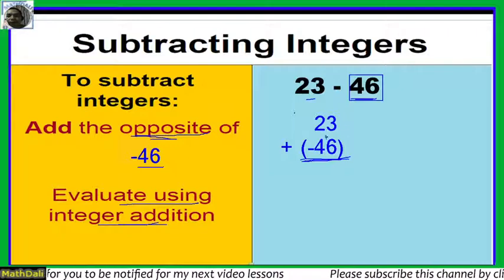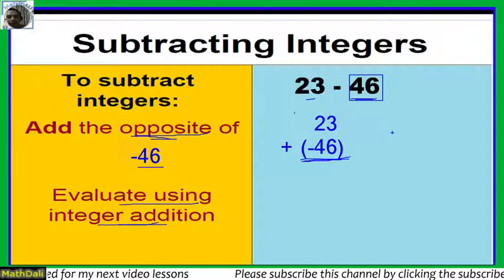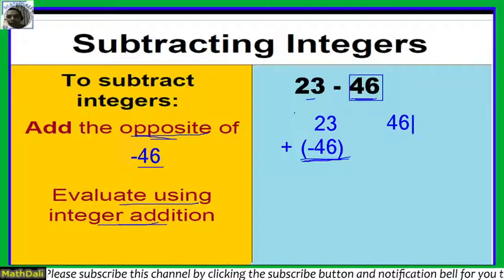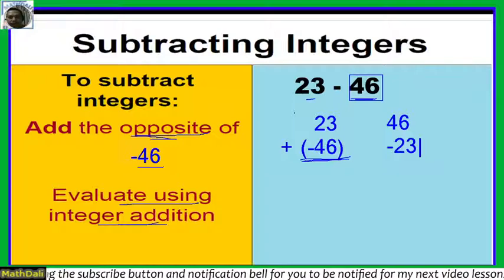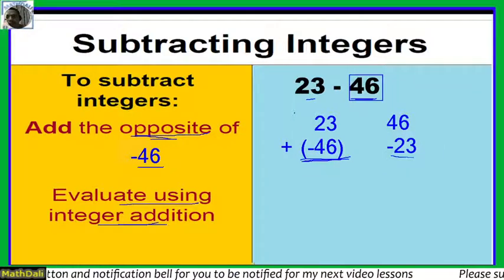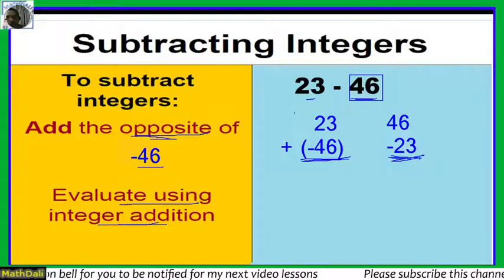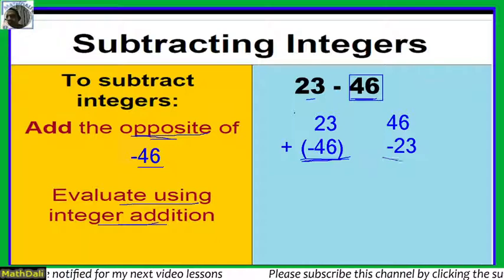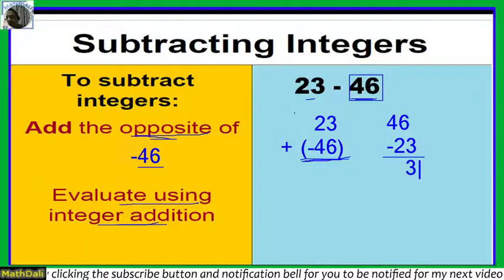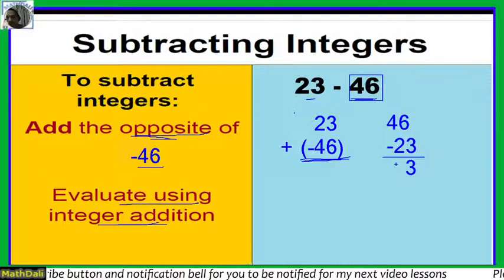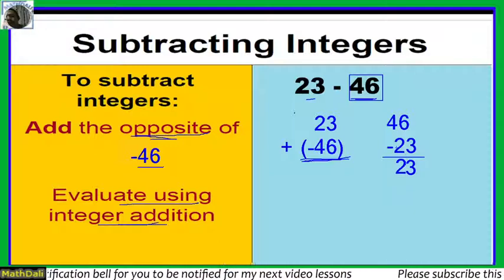Kapag magkaiba yung sign, subtract natin yung dalawang integer, yung absolute value niya. So, we have 46 less natin yung 23. Ayan. Lagyan ko lang ng guhit to. Okay. Ayan. So, 46 minus 23. So, we have 6 minus 3, that is equal to 3. Then, 4 minus 2, that will be equal to 2. Ayan. Answer will be 23.